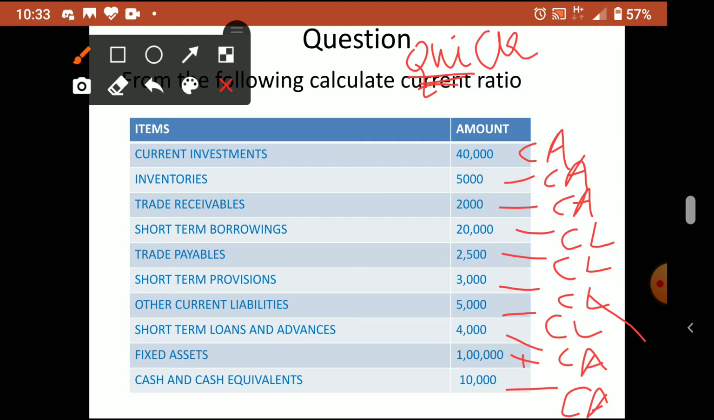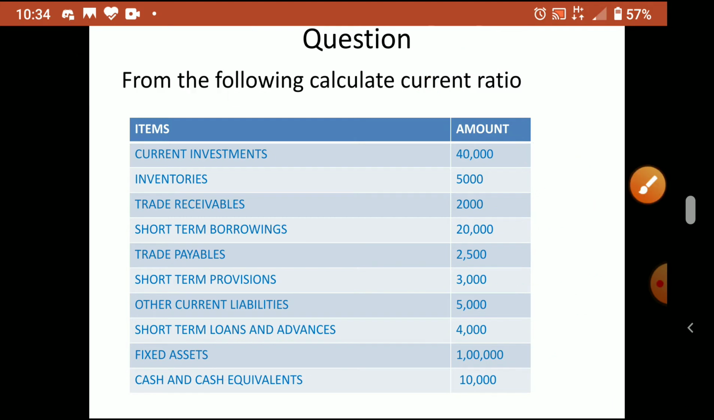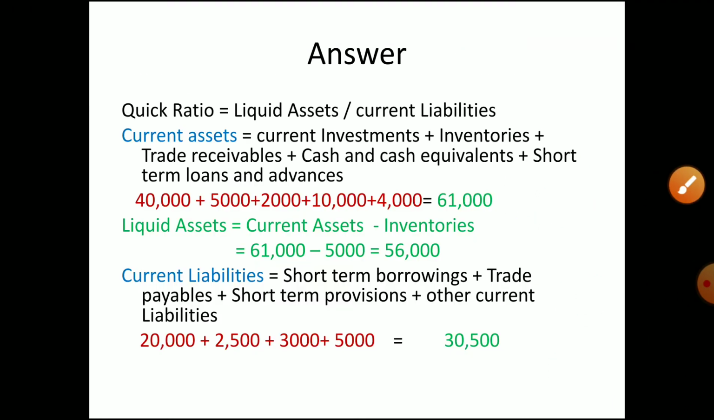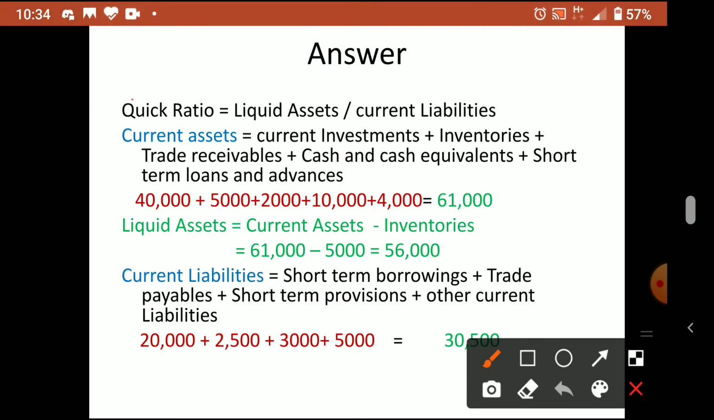Now what to do? All current assets you make a total, current liabilities also we will total. Next we'll go to the answer. First you have to write the quick ratio equation. Equation is liquid assets divided by current liabilities. So current assets first we'll calculate. Already in the previous same question I took. There we calculated 61,000 current assets.